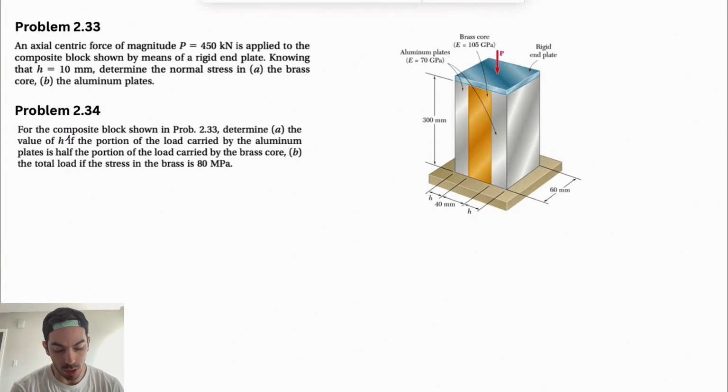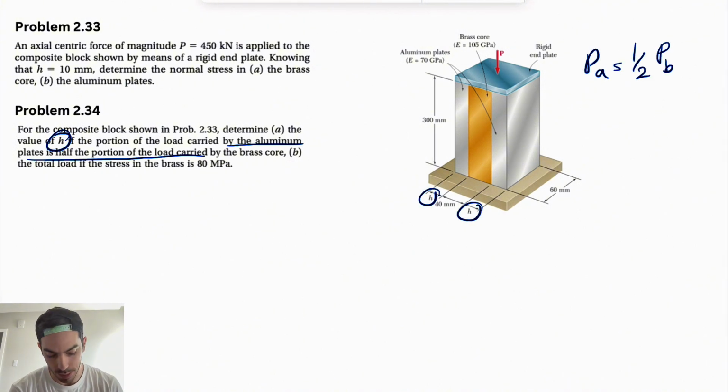And for the composite block that we had in problem 233, this time we need to determine the value of H, if the portion of the load carried by the aluminum is half of the portion of the load carried by the brass. So technically the load of aluminum is half of the load of brass. We're just going to show it with PA for aluminum and PB for the load in brass. And in the second part of the question, we need the total load if the stress in the brass is 80 megapascal. So for that one, we have an actual value for the stress in brass, which is 80 megapascal.